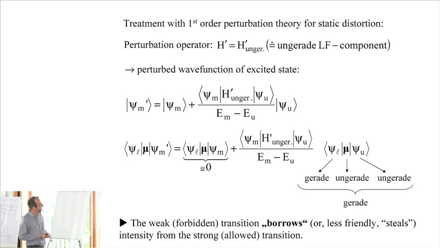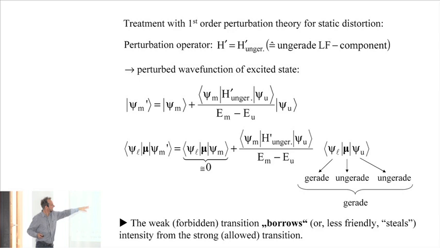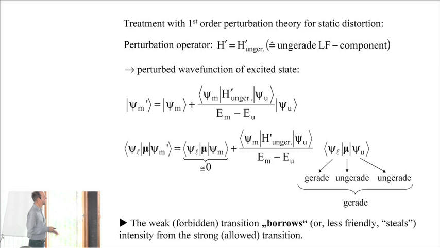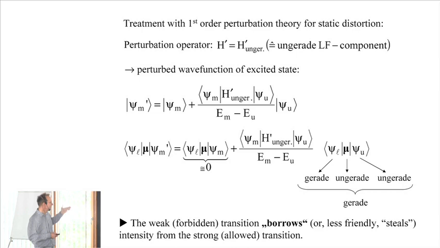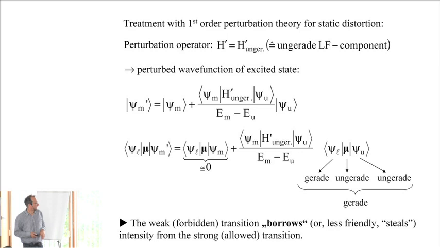Psi m prime equals the original wave function plus this coupling matrix element over the energy denominator times an ungerade function. Now, if you take the matrix element between the ground state function and this mixed excited state function, you get your original matrix element, which is forbidden, and you get another matrix element from the ground state to an ungerade, odd symmetry excited state, which is allowed, times this coupling matrix element over the energy denominator. So with some coefficient, you get allowed character in your forbidden transition, and in that case, one says the weak or forbidden transition borrows, or less friendly, steals intensity from the strong allowed transition.